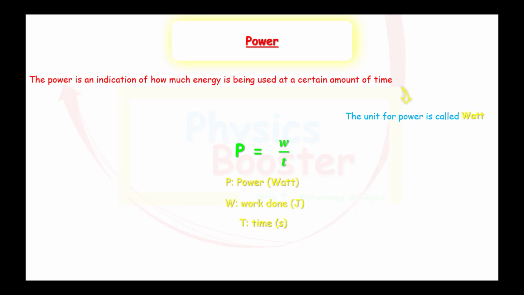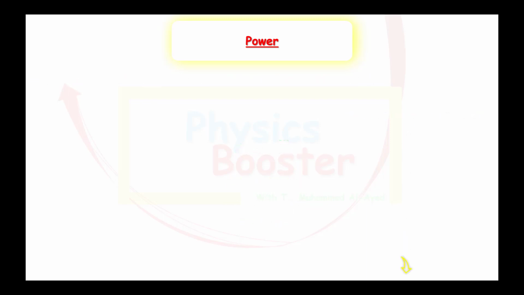Now, we know that the unit of power is watt. We know that the unit of work or energy is joules, and the unit of time must be in seconds. So if we have any other unit, we must transform it into these three basic units.